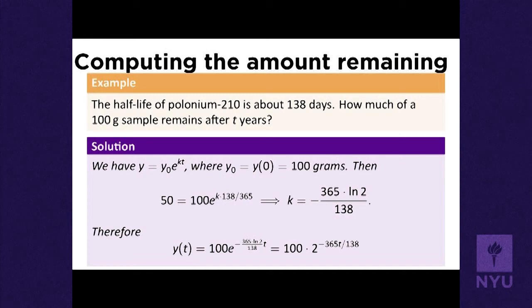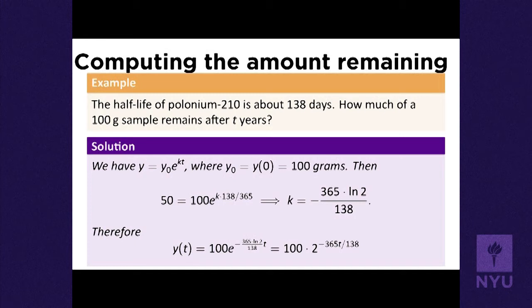Well, to say that the half-life is 138 days means that if you had, say, a 100-gram sample, then after 138 days, you're going to have 50 grams of it. Okay, so if you plug that into the exponential decay rule, y0 e to the kt, I'm putting t in years by dividing it by 365 because the question asks for the answer in years. Right?